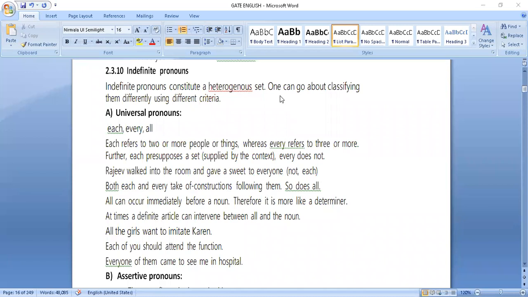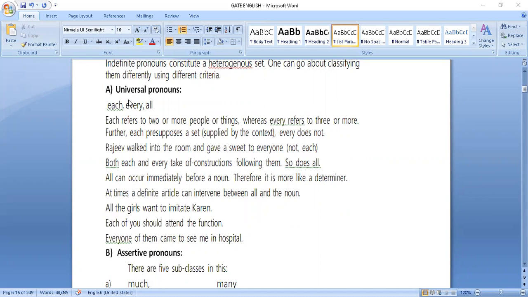Now, one can go about classifying names differently using different criteria. There are certain criteria under which we divide these indefinite pronouns. What are these certain kinds? First one is universal pronouns: each, every, all. Each refers to two or more people or things, whereas every refers to three or more.